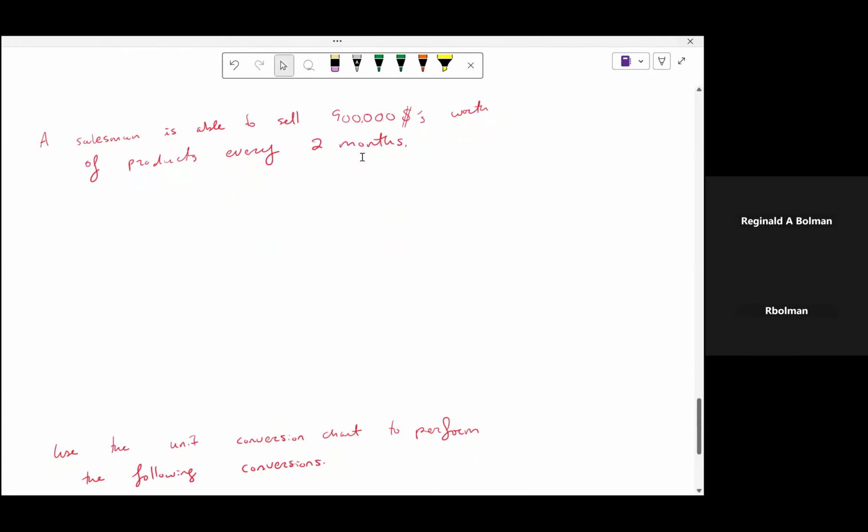All right. A salesman is able to sell $900,000 worth of products every 2 months. So there are a couple of different ways we can interpret this particular statement. However, every is going to be our keyword. We know 2 months would surely be in our denominator. So here's my 2 months.